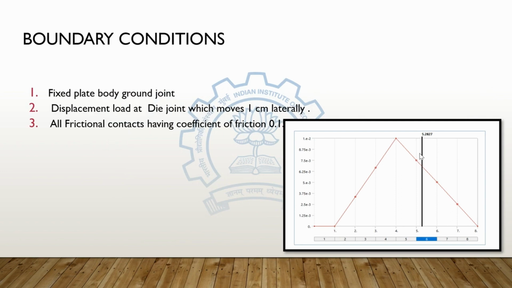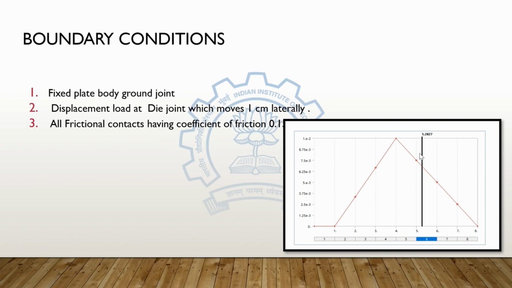Moving on to the boundary conditions. First of all, the friction contacts have a coefficient of friction of 0.15 because we are doing cold forging. And as I have already said, the plate is fixed to the ground. So when the workpiece is compressed, it will provide an opposing force so that the workpiece will have more compressive stress there, as we will see in the solutions also.